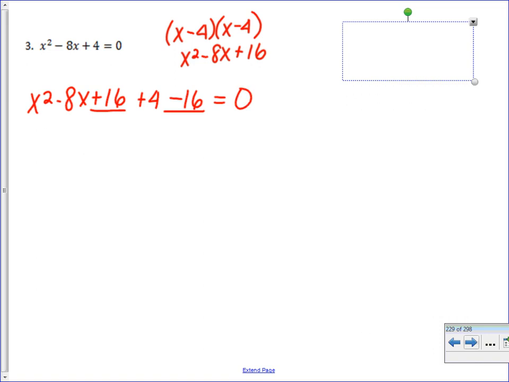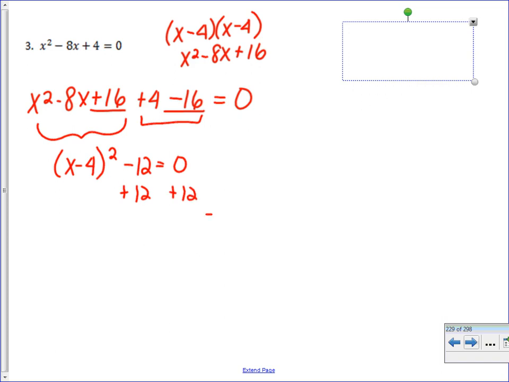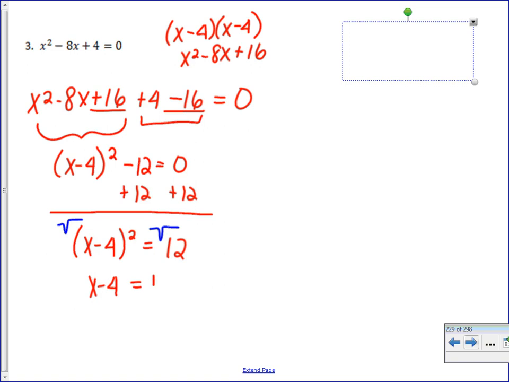When I take a look at this trinomial, this is equivalent to x minus 4 squared. When I combine my like terms, I get negative 12 to equal 0. Add 12 to both sides. I get x minus 4, entire quantity squared, is equal to 12. And then again, to isolate and solve for x, I have to take the square root of both sides. So I'm going to get x minus 4 is equal to plus or minus the square root of 12.